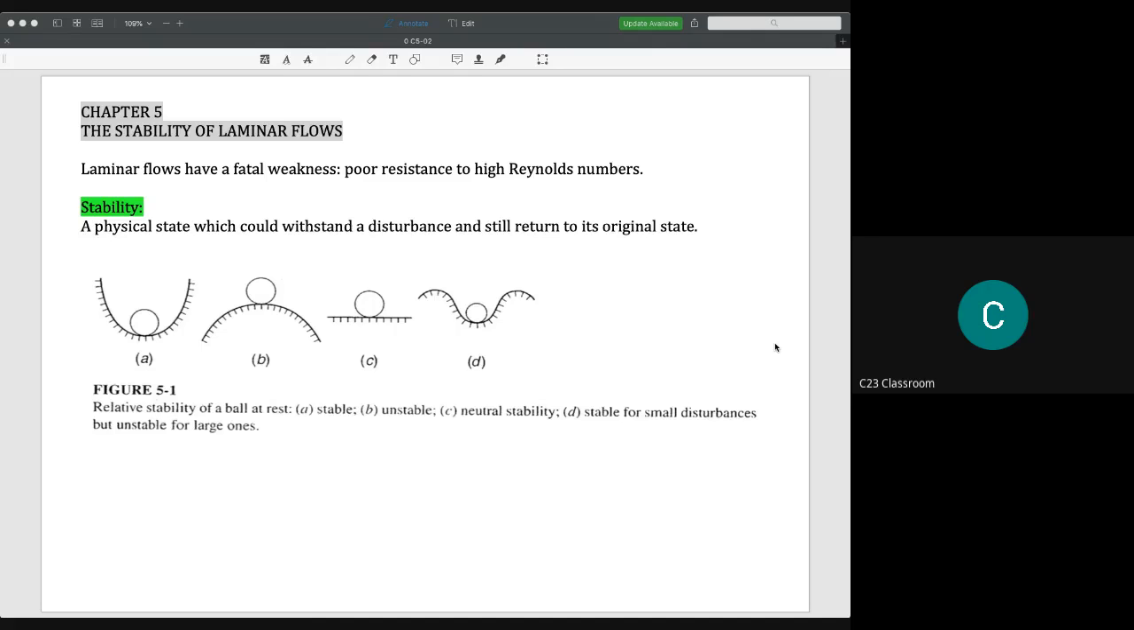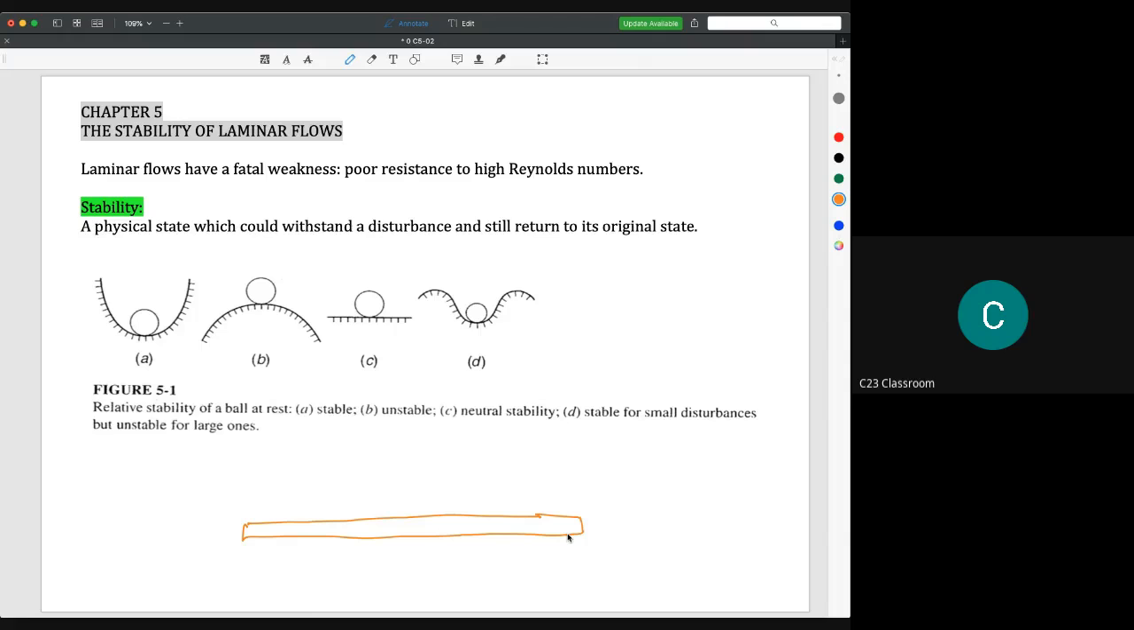We continue our study. Now we are in chapter 5, and in chapter 5, we are focusing on the stability of laminar flows. Today, why stability is very important, because we are now discussing boundary layer. And let's say we have an object.